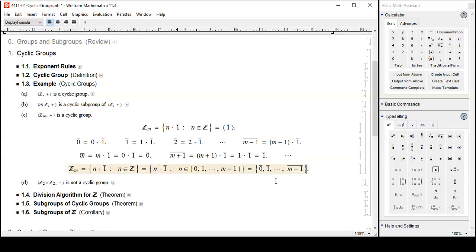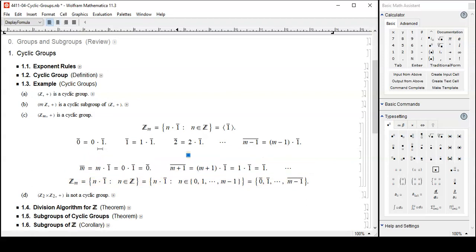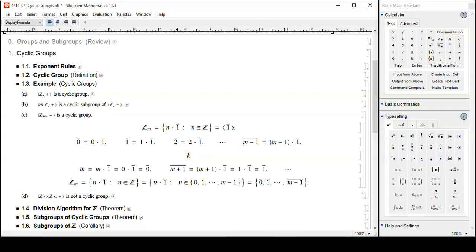Elements here look like this: 0 bar, 1 bar, 2 bar, all the way over to m minus 1 bar. There can't be anything else because of the division algorithm, and we established all that in week 1, remember? And then an arbitrary element looks like this, k bar. And then that is basically k times 1 bar.